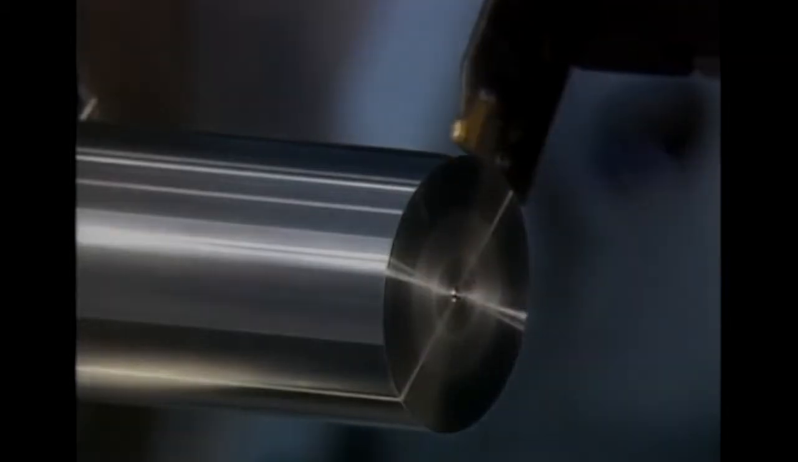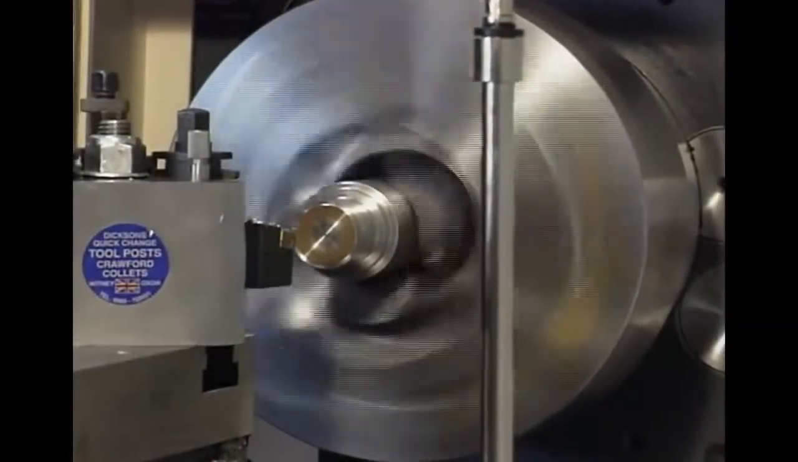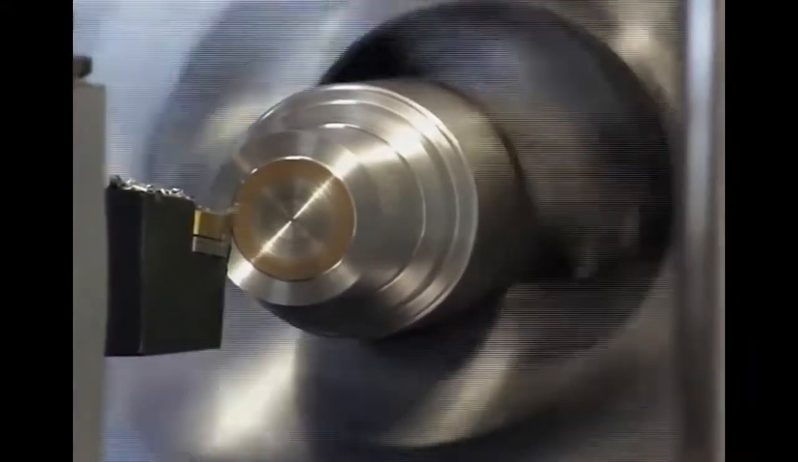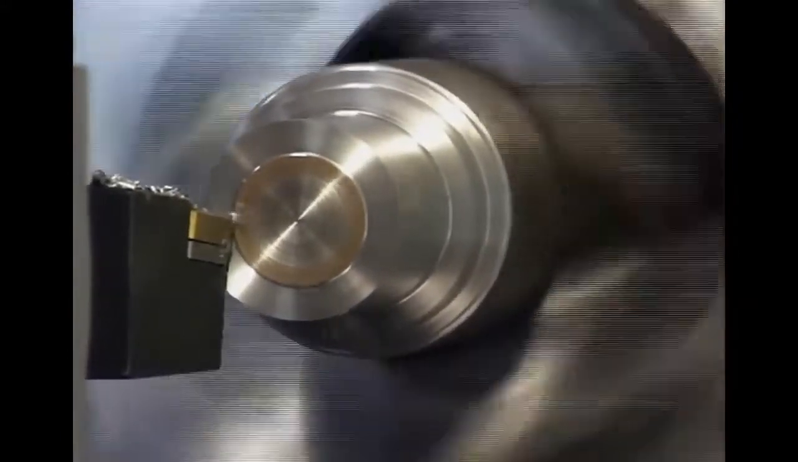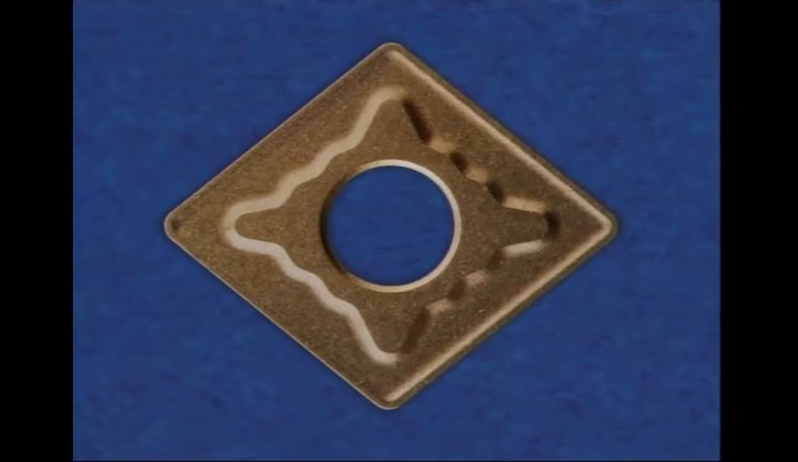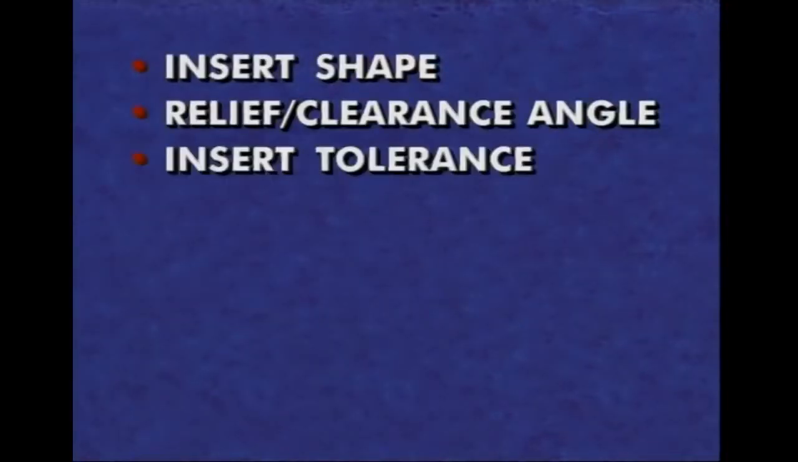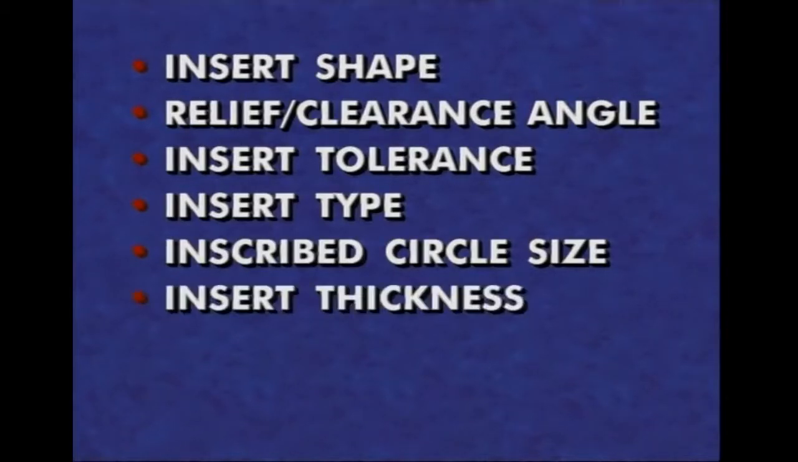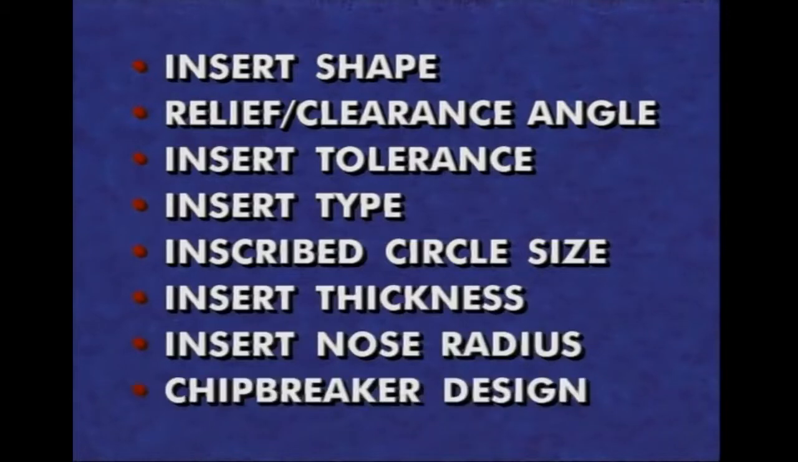and tool holder. When turning with inserts, much of the required geometry, such as clearance angles, is built into the tool holder rather than the insert itself. But let's focus first on inserts. The geometry of an insert includes its shape, relief or clearance angle, tolerance, type, its inscribed circle or IC size, thickness, nose radius, and the insert's chip breaker design.